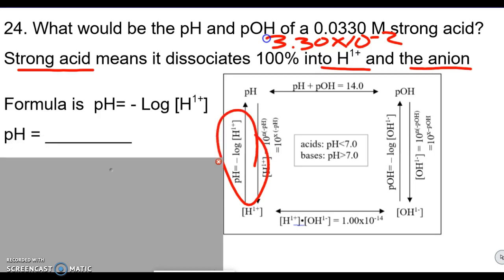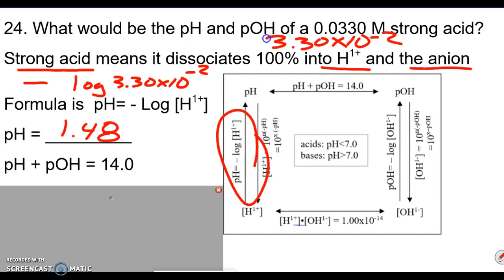pH, what is it going to equal? Well, in my calculator, I'm going to go negative log, and I'm going to type in 3.30 times 10 to the negative second. When I do that, I'm going to get a pH. You should go ahead and try that on your calculator and see what you actually get. Hopefully you get 1.48. If you did it correctly. If you did not get that, you did something wrong.